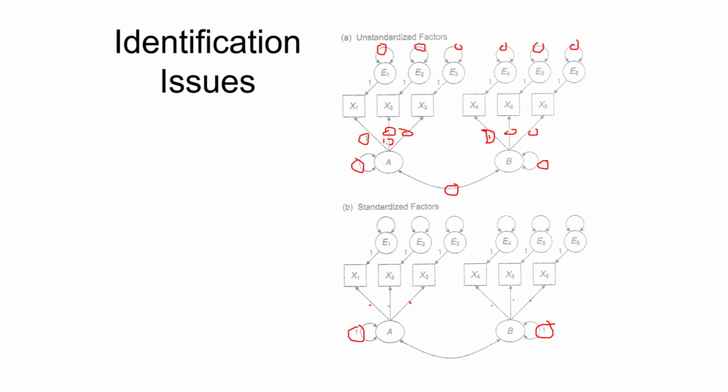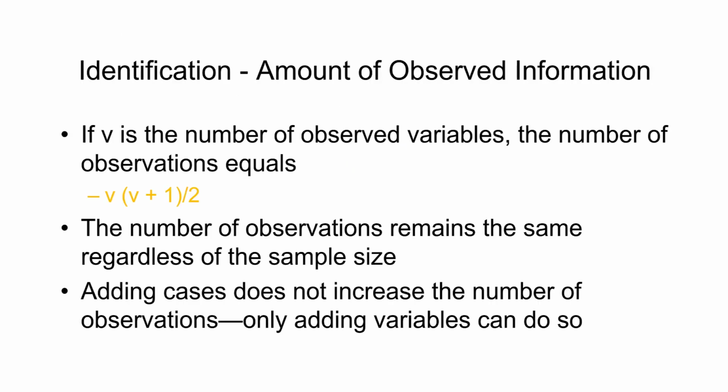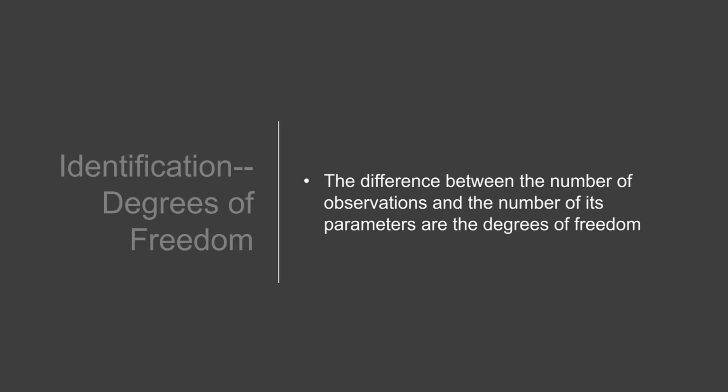If you don't do any of this, you'll still be fine. The software will estimate these and put these in, so it's an identified model. So again, this is just something when we start troubleshooting, we might see this issue pop up. All right, and again, the number of pieces of information that you have left over, that's going to be your degrees of freedom.